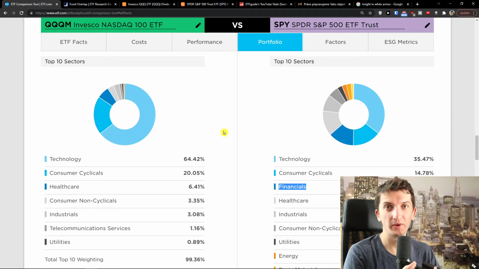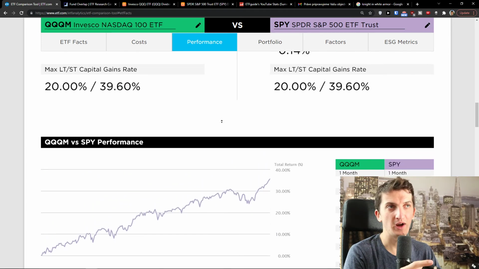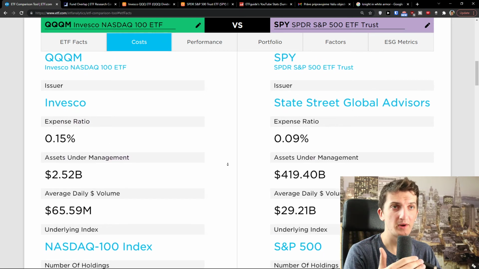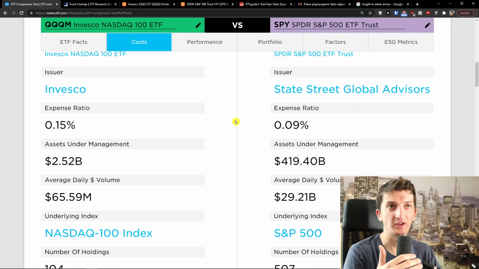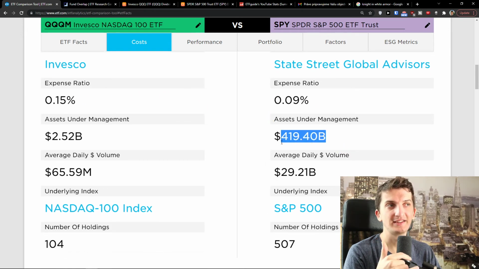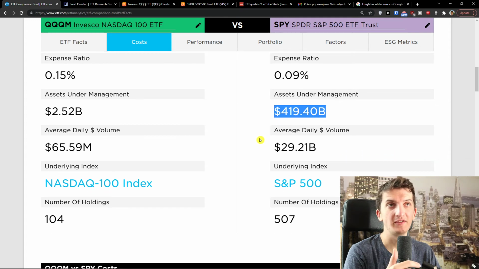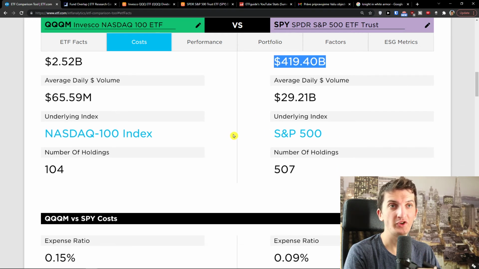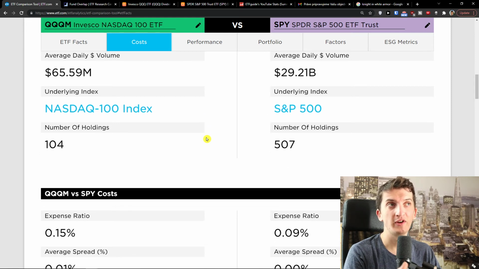So to summarize this whole video, I wanted to make this effective and straightforward, so you know what's happening. Expense ratio is lower compared to QQQM, so SPY is winning here. Issuer is up to which one you are comfortable with. Then assets under management, SPY has higher liquidity compared to QQQM, and even the average daily volume. Then you see the underlying index, S&P 500 compared to Nasdaq. That's up to you which one you prefer. Number of holdings, you have more holdings in SPY. Even the performance was similar.